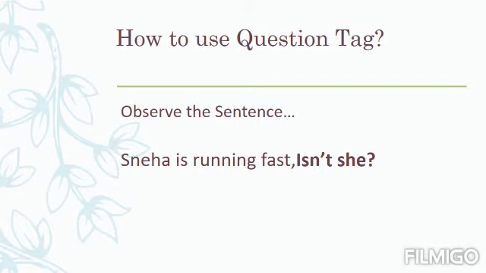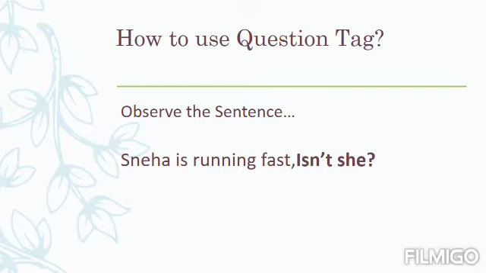Here a simple example has been given, that is Sneha is running fast. If you want to make the question tag of this statement, how can we make it? Here the sentence is Sneha is running fast. This is a statement from continuous present tense. Here the supportive verb is has been given. So first of all we put the supportive verb is.